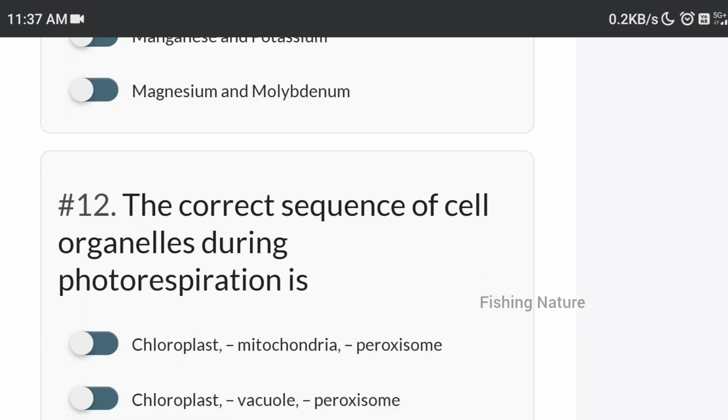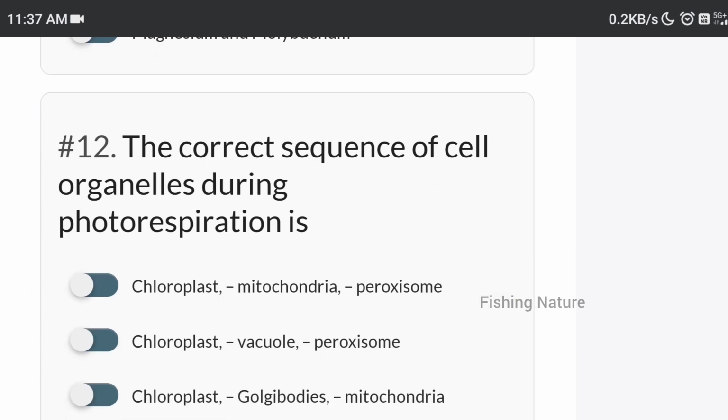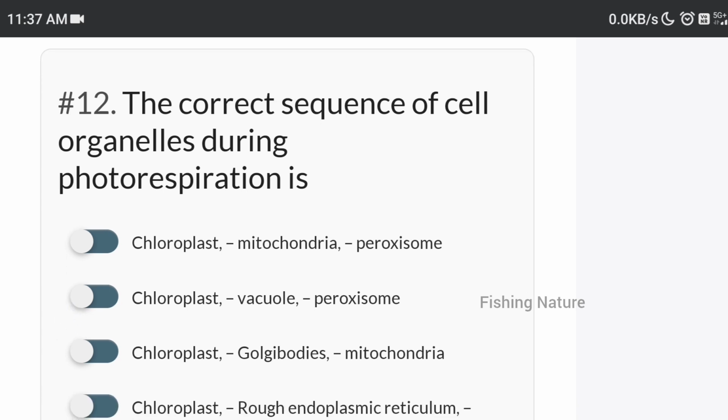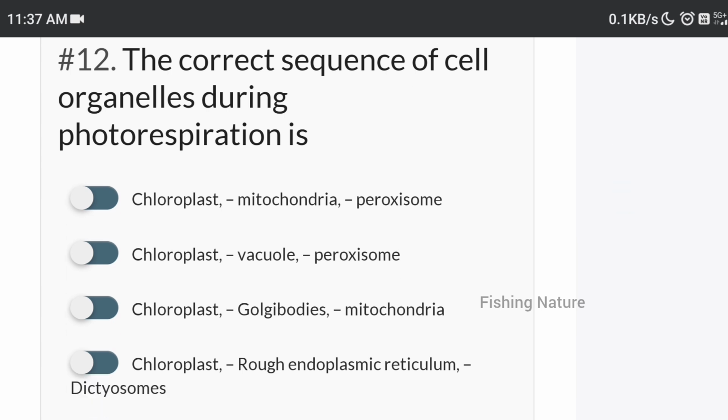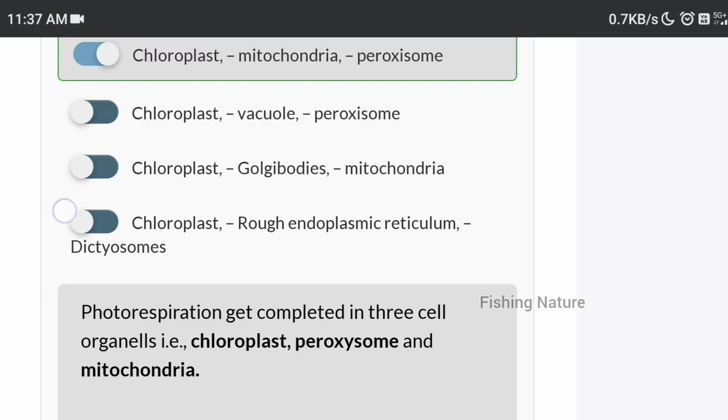Next, the correct sequence of cell organelles during photorespiration they are asking. Is it chloroplast, mitochondria, peroxisome, or chloroplast, vacuole and peroxisome, or chloroplast, Golgi bodies and mitochondria, or chloroplast with rough endoplasmic reticulum and dictyosomes? Which is the correct sequence they are asking? The correct sequence is option A, chloroplast, mitochondria and peroxisome.